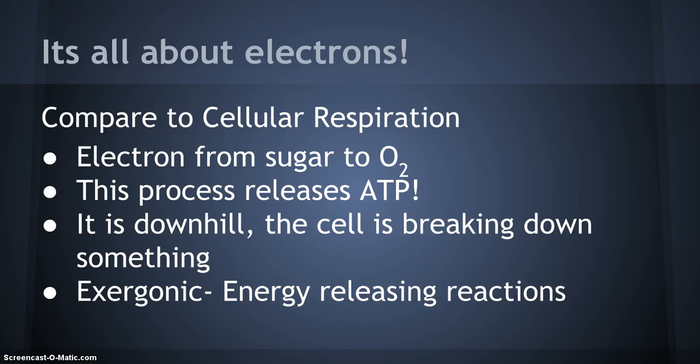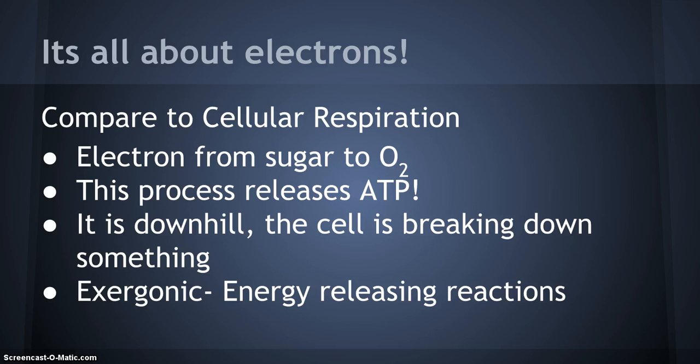So, comparing this to cellular respiration, the electrons from sugar go into oxygen, and the process releases ATP. This is what happens with cellular respiration. We get the electrons from the sugar and the glucose that we break down using the oxygen.